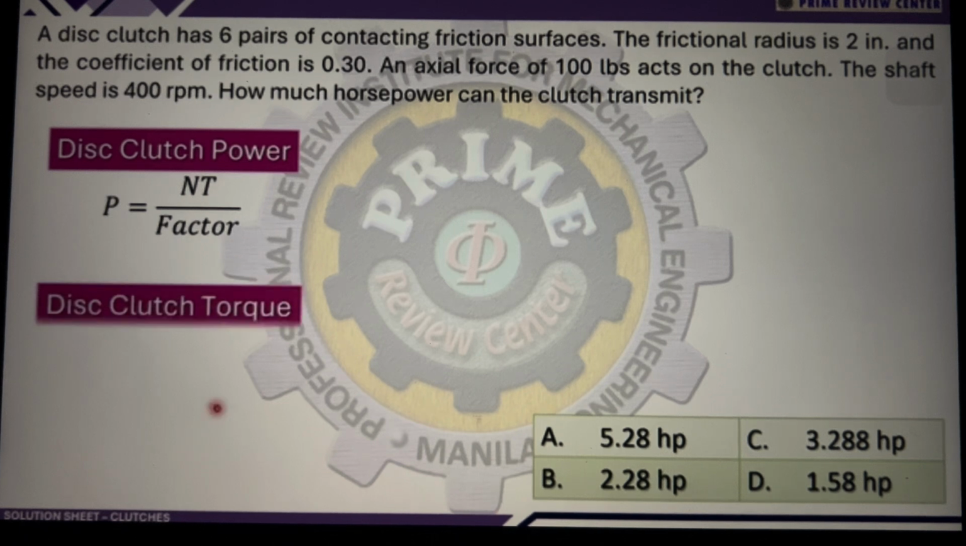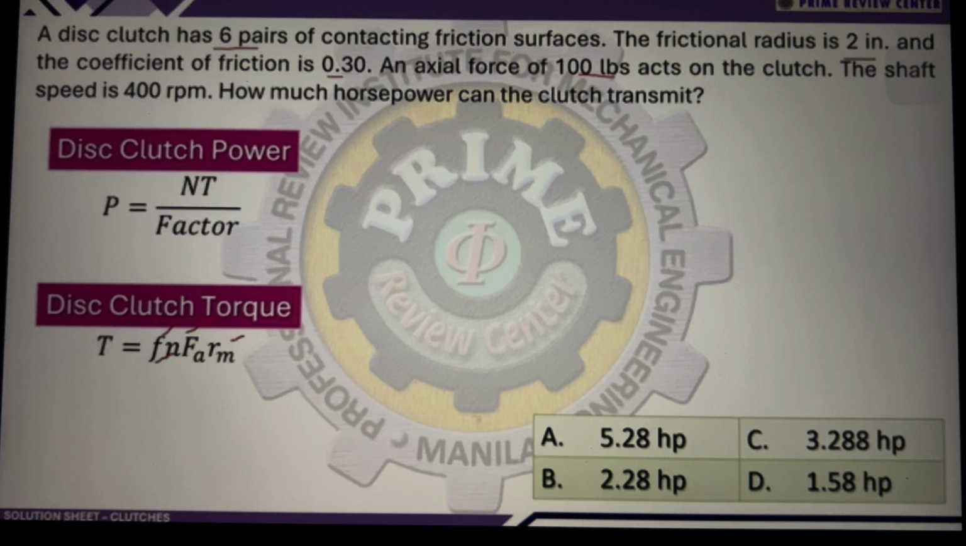For a particular disc clutch, ang torque natin doon ay yung fan farm, diba? Which is yung coefficient of friction times yung number of pairs times the actual force times the mean radius or the frictional radius. So, since dun sa problem, meron tayo coefficient of friction that is 0.3, number of pairs that is 6, yung actual force natin is also given, that is 100 pounds, and yung mean radius natin or the frictional radius, that is 2. Therefore, makuha natin yung torque. So, direct sum lang yan.